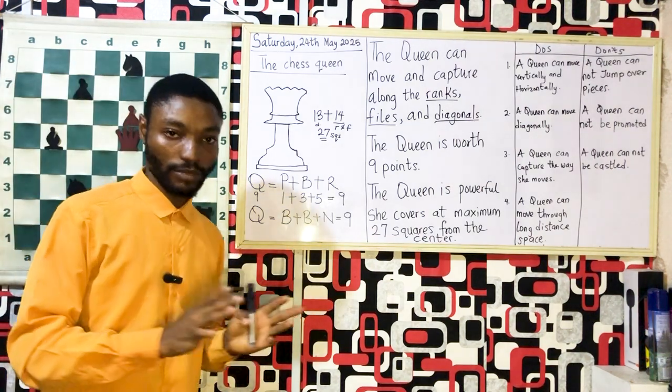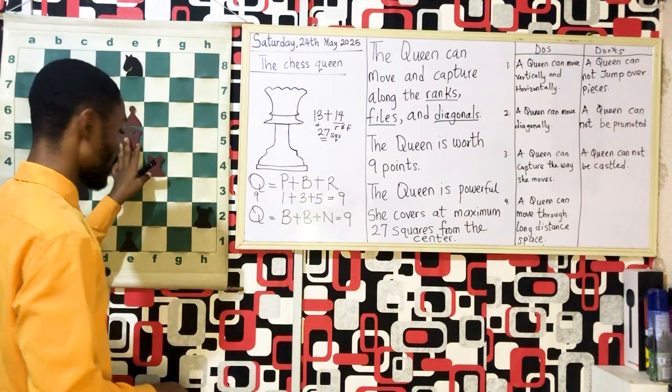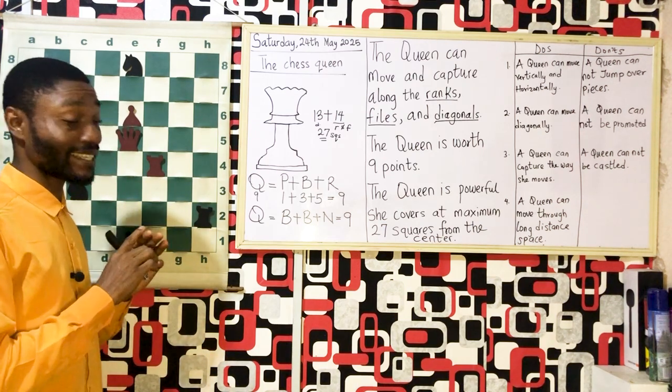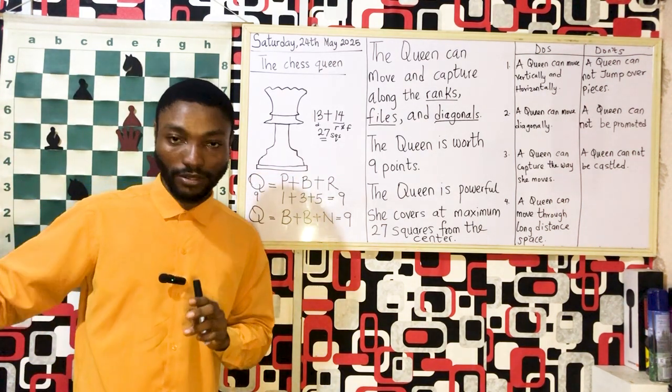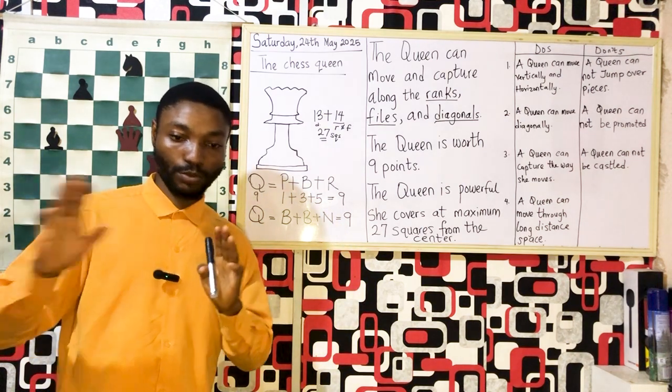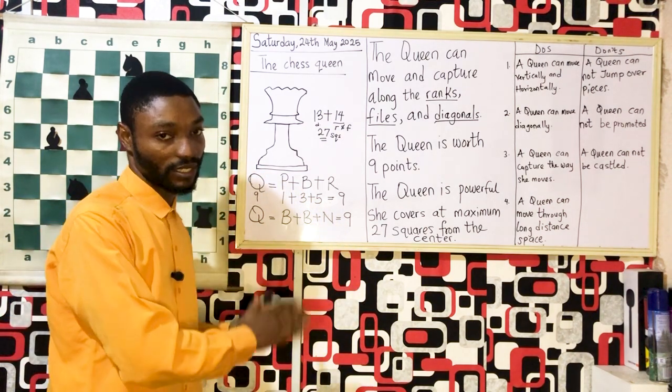A queen cannot be castled. Yes, a queen cannot be castled. Castling belongs to only the king. It's a king move, and the king drags along the rook. So those are the two pieces involved in castling. However, it belongs to the king.